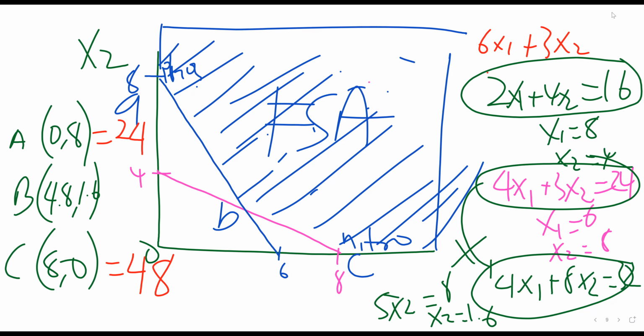At B, you're going to have X1 is 4.8, X2 is 1.6. So you have 4.8 times 6. Use your calculator. 4.8 times 6 is 28.8. Plus 1.6 times 3. I just pray and hope that you all know what I'm doing. That will give you 33.6. I'm using my calculator, so I'm expecting you to use your calculator.